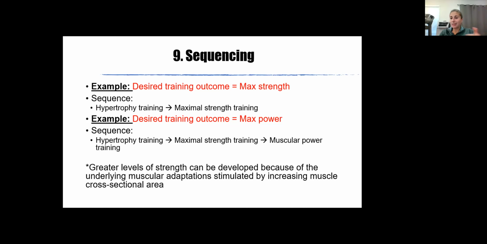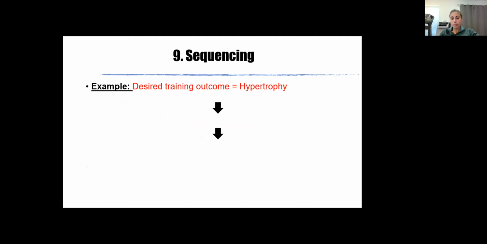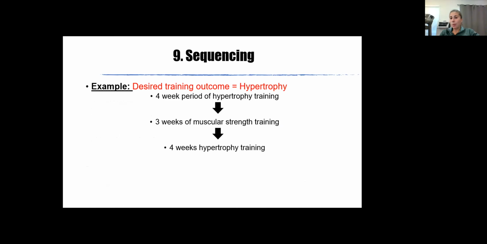We might be doing that, as I said, in blocks of like 2 to 4 weeks. So another example, if my goal was hypertrophy, I could do 4 weeks of hypertrophy followed by 3 weeks of strength, followed by again another 4 weeks of hypertrophy. The strength component will still help improve hypertrophy.